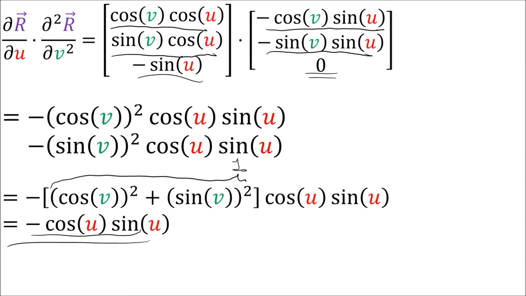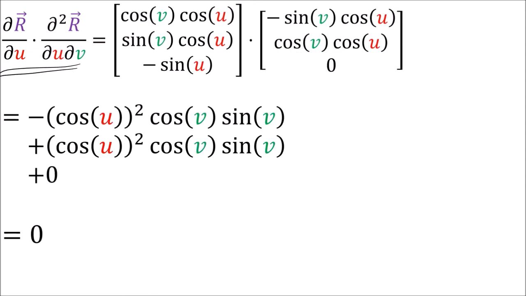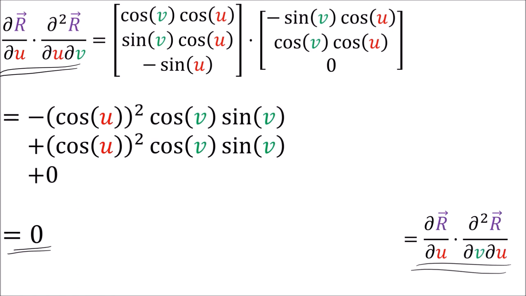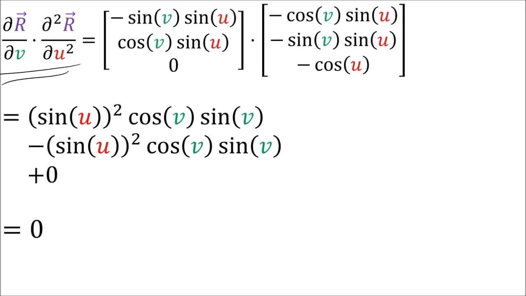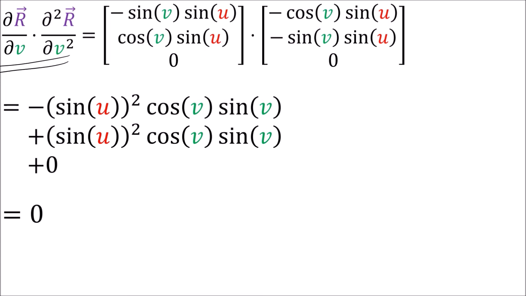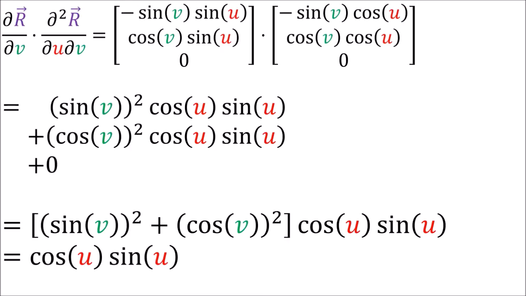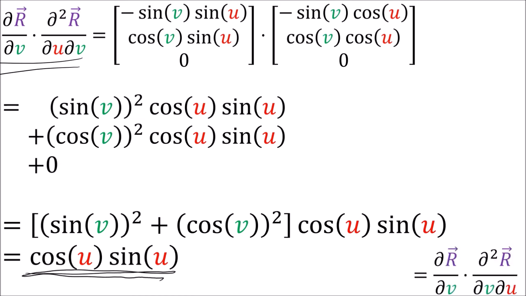Now, I'm not going to bother reading out the answers for the rest of the dot products because it's really just a lot of mindless work. If you want to read through the calculations more carefully, you can just pause the video. So this dot product goes to 0, and remember it's the same as this dot product because the order of differentiation doesn't matter. This dot product goes to 0, this dot product goes to 0, and this dot product equals cos of u times sine of u. And that's also the same as this dot product since the order of differentiation doesn't matter.